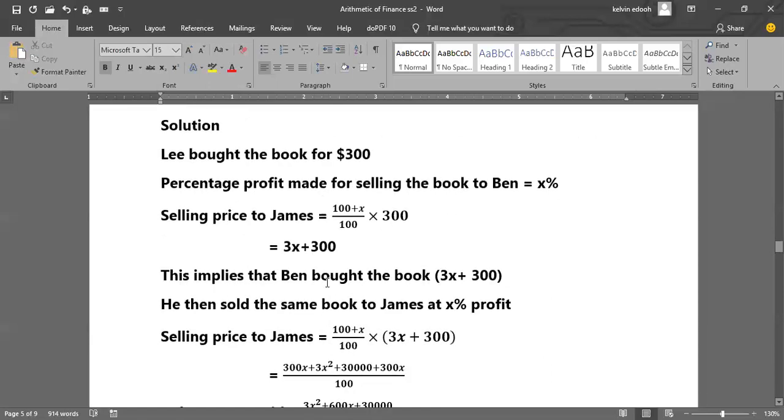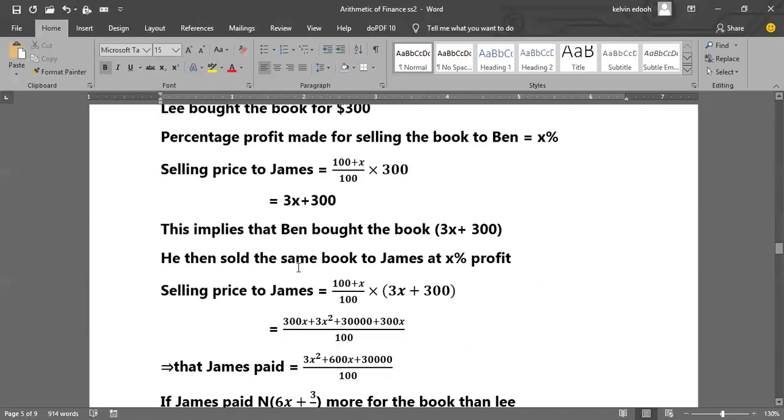Now, this implies that Ben bought this book, remember, Lee sold this book to Ben, isn't it? So Ben bought it at the cost of 3X plus 300. Clear? This is what it cost Ben. Then we are down to where Ben sold this book to James at X% profit. If Ben sold this book to James at X% profit, what is Ben's selling price? Remember, his cost price is 3X plus 300.